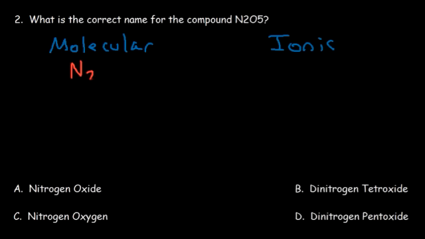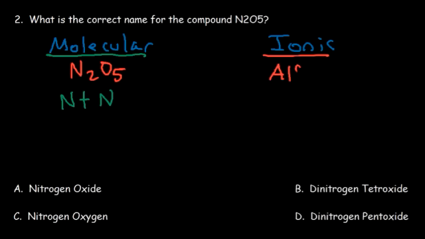N2O5 is a molecular compound. It's composed of nonmetals. Whenever you have a compound with a nonmetal with another nonmetal, it's a molecular or covalent compound. Electrons are being shared. Now let's say we have aluminum chloride, AlCl3. This would be an ionic compound because it's between a metal and a nonmetal.